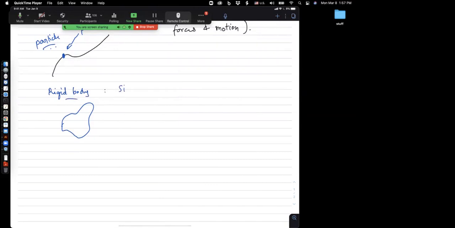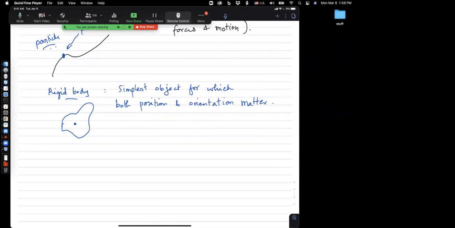So it's the simplest object for which both position and orientation matter, right? So you can imagine this object. It might be moving in some manner, but it might also be rotating in some manner, right? I suppose this point has some linear velocity, but the whole thing might be rotating and changing orientation, right? So any questions about that?